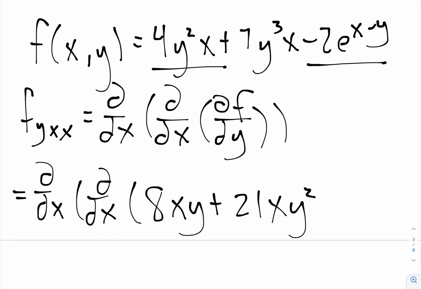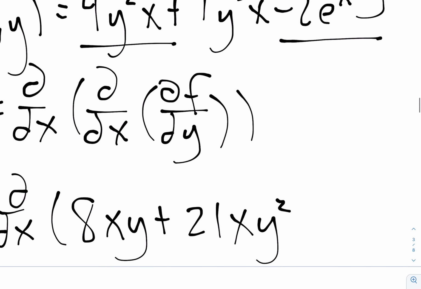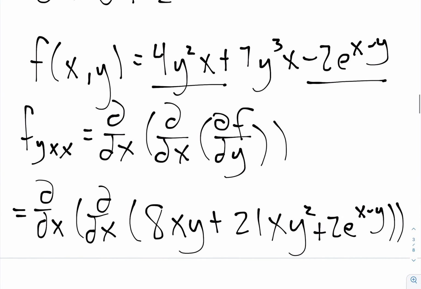Okay, so we found in the last question that that was going to be positive 2e to the power of x minus y, because we multiplied by the chain rule, right? We differentiated 2 times e to the x minus y by just multiplying by negative 1, because the derivative of negative y with respect to y is negative 1.